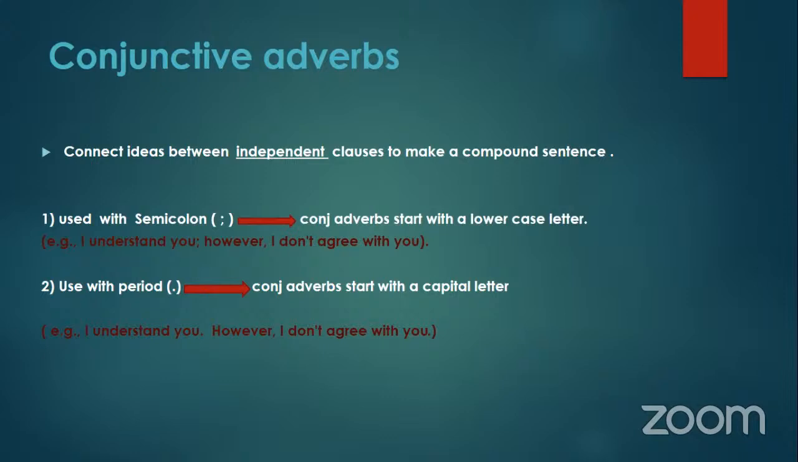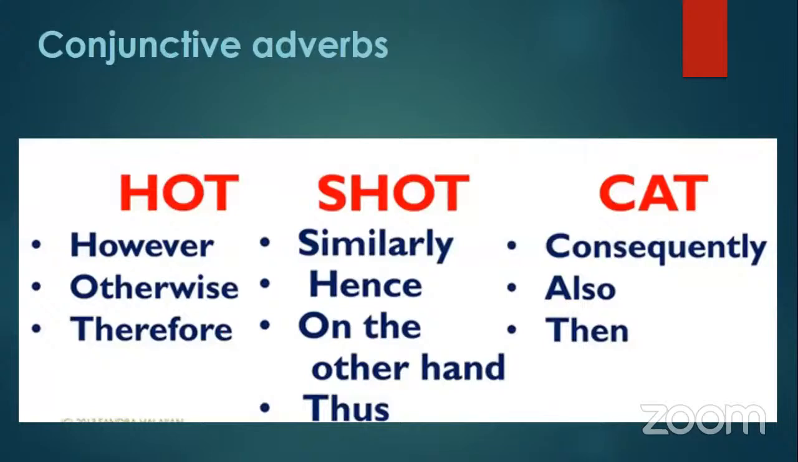For example, let's see some examples. Sorry, we need to know what these adverbs are. We can always remember them with this phrase, HOT SHOP CAT, which includes however, otherwise, therefore, similarly, hence, on the other hand, well, consequently, also, and then. There are others, but you can memorize these first.